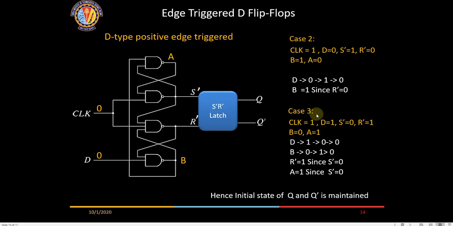Okay, in the next case we are assuming during the positive edge of the clock D is 1 and Q is 1. Here D is 1 and Q is 1. So this has already got latched, that is why S is equal to 0 and R is equal to 1. S dash is equal to 0, R is equal to 1. Now since R is equal to 1 here, any change in D will get reflected in B. It will definitely get reflected in B here.